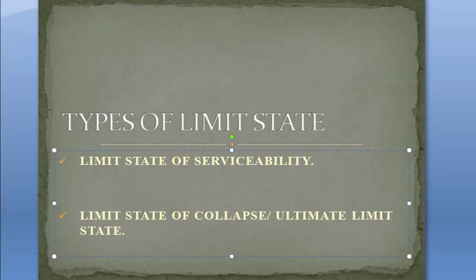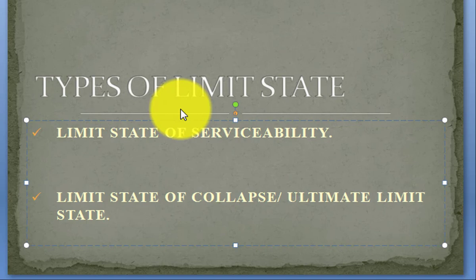And that will take us to the types of limit states we have. You see, there are two types of limit states. One is limit state of serviceability, and the other is limit state of collapse, or you call it ultimate limit state. Limit state of serviceability, these are the limit states that will only affect the appearance of your structure. Limit state of collapse, these are the limit states that will cause a total or partial collapse to your structure. So these are the two types of limit state.